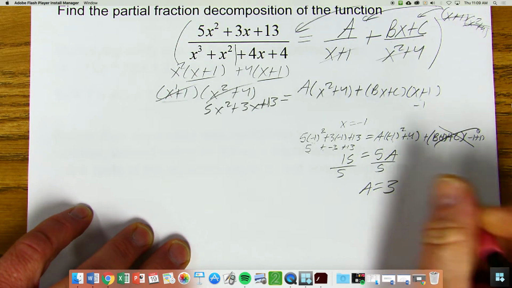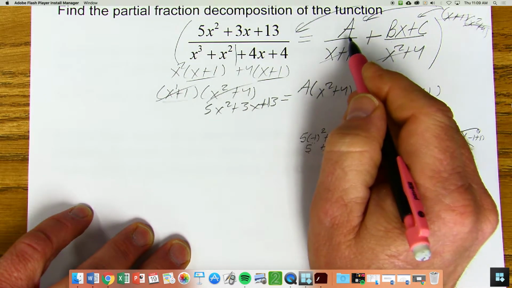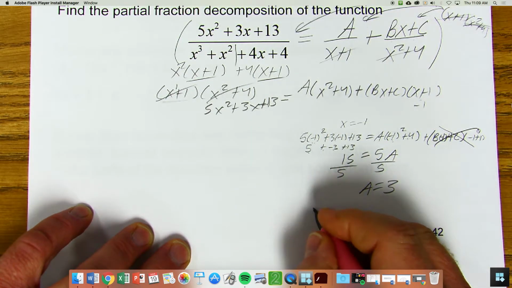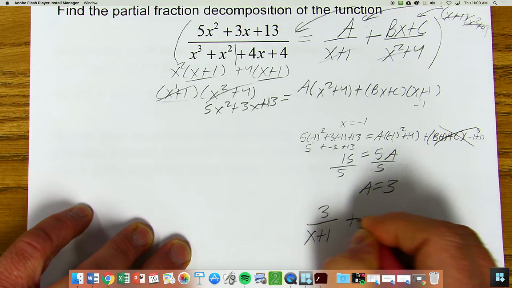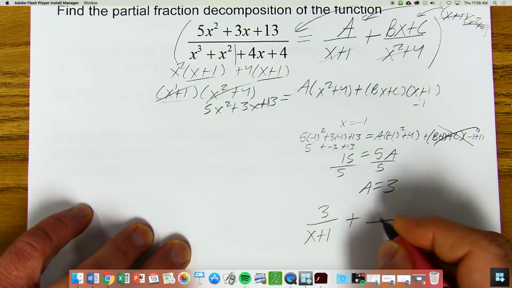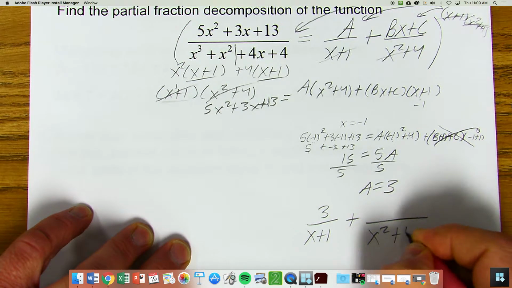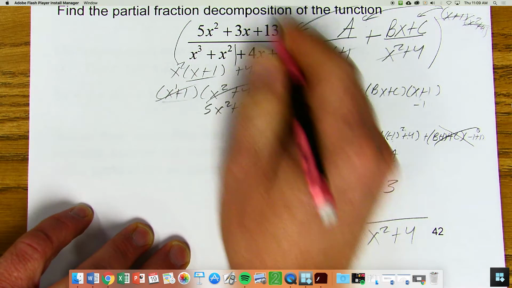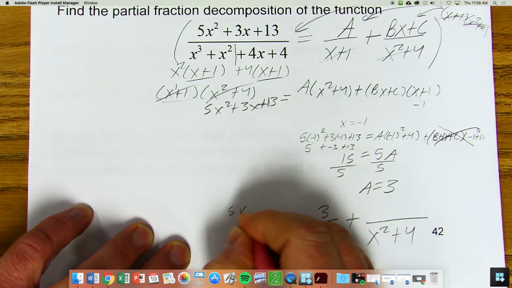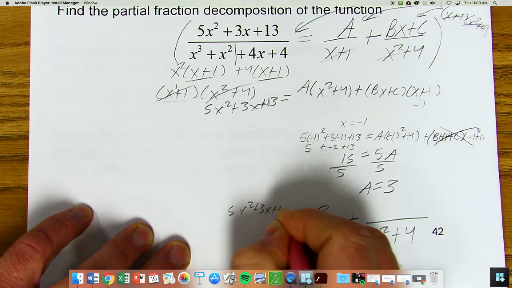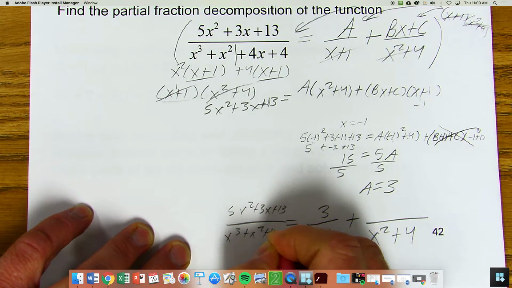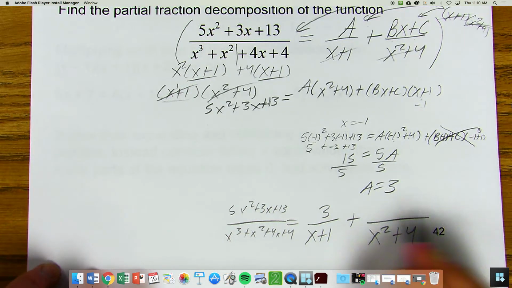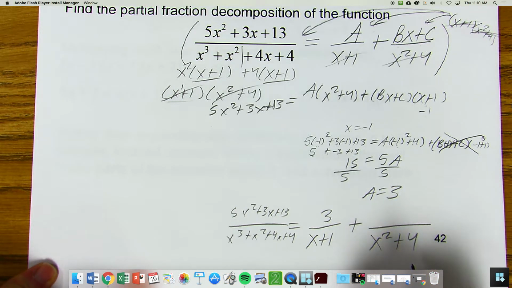So we now know a. Okay, so right down here, I'm just going to write 3 over x plus 1 plus, we don't know this bx plus c part, but we do know that this is x squared plus 4, and that's going to equal this whole guy right here. The 5x squared plus 3x plus 13 over x cubed plus x squared plus 4x plus 4. So we're close. We just need to get this part right here.